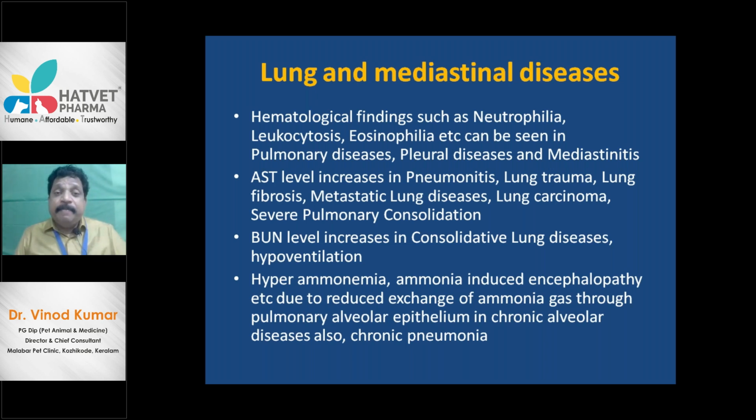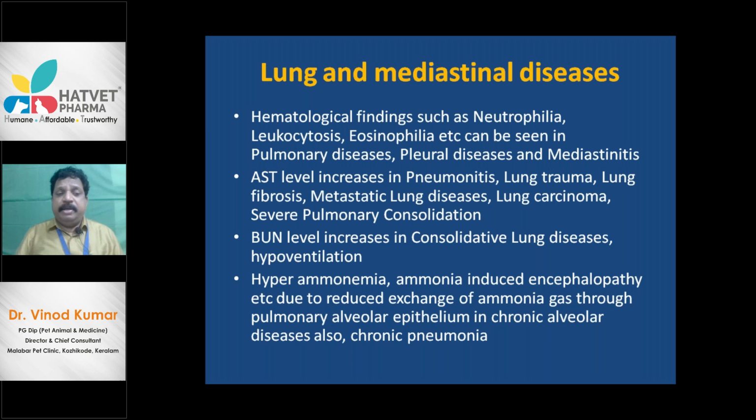So we say that the lung is a second kidney. Why? Because for effective elimination of the end products of protein metabolism, such as ammonia, the lung also should be functioning normally. Got it? Always think of it. Whenever you see that there is a hike in blood urea nitrogen, you should not think of the kidney alone. You should think of the lung also. So the lung is said to be the second kidney.